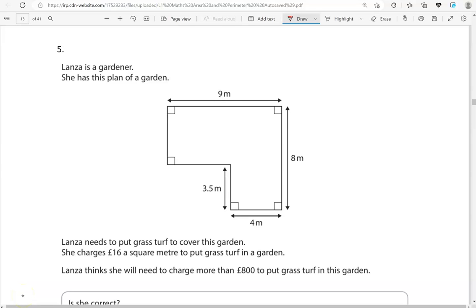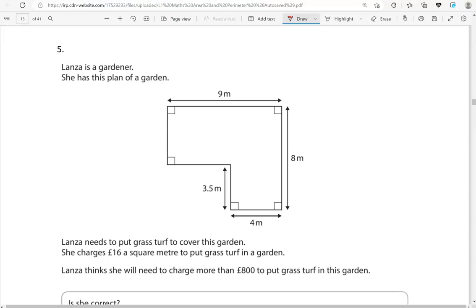Lanza is a gardener. She has this plan of a garden. Lanza needs to put grass turf to cover this garden. She charges £16 a square metre to put grass turf in a garden. Lanza thinks she will need to charge more than £800 to put grass turf in this garden. Is she correct? As this is grass turf and it will cover the whole garden, we're working out the area.